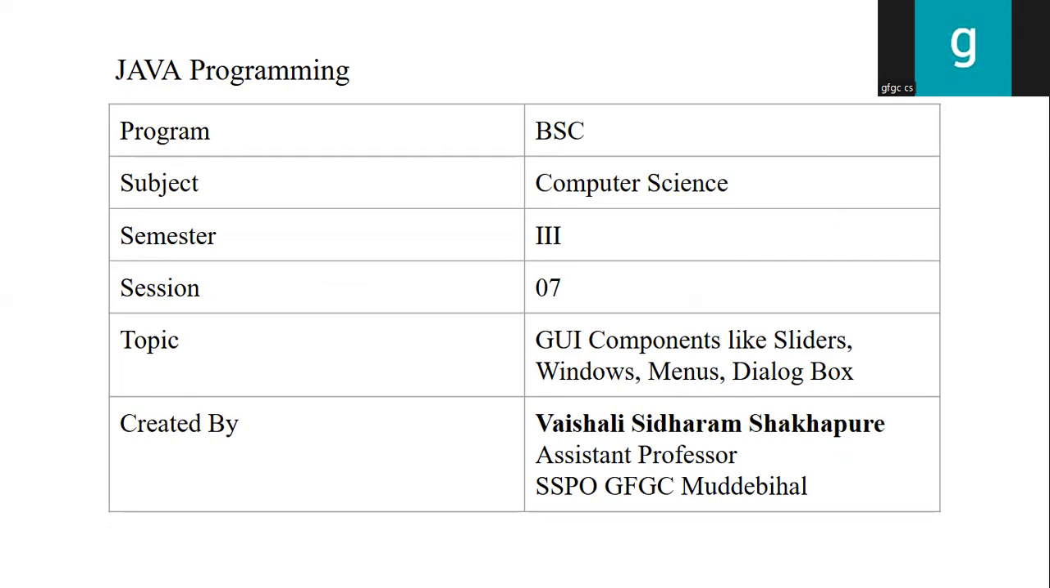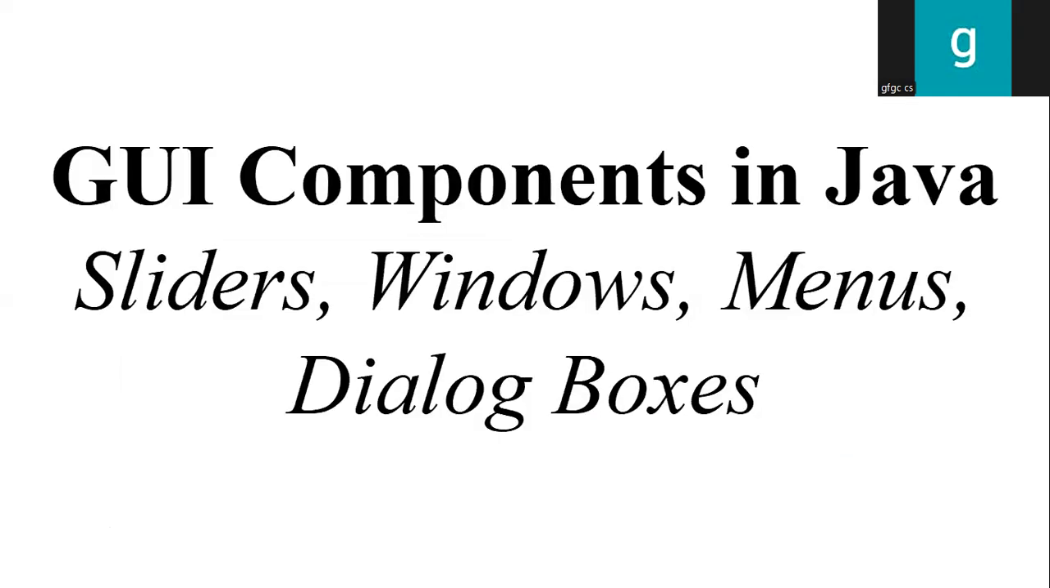Now I am going to explain session number 7 from unit number 4, called event handling. Now I am going to explain the topic called GUI components like sliders, windows, menus and dialog boxes. Here I will explain GUI components in Java: slider, windows, menus and dialog boxes.